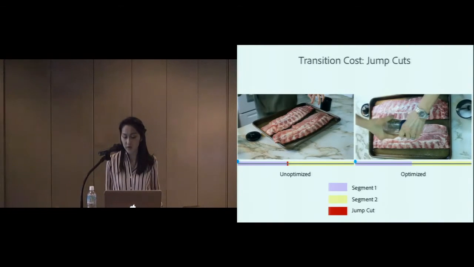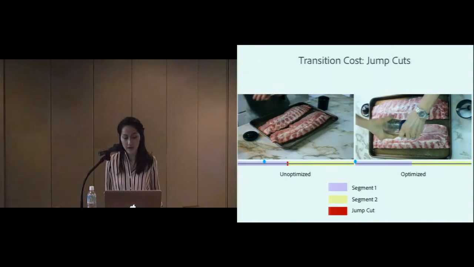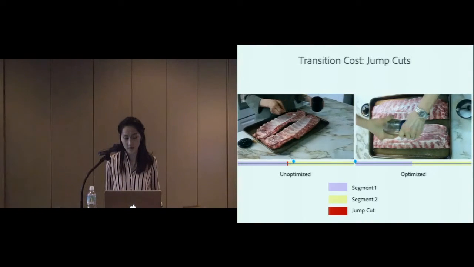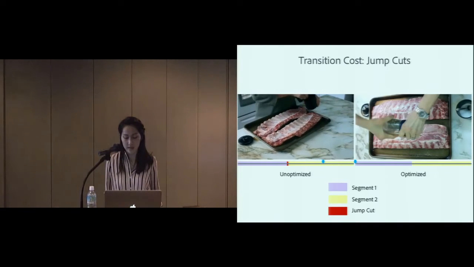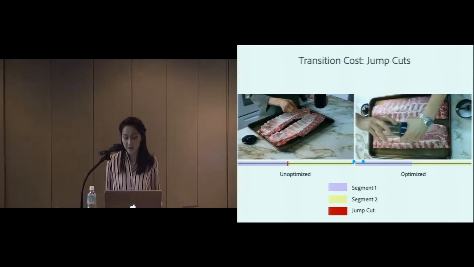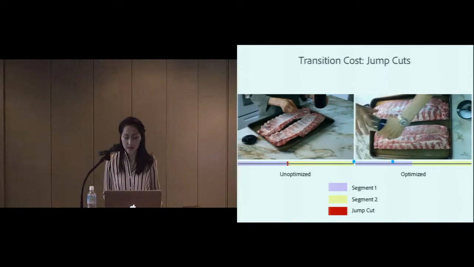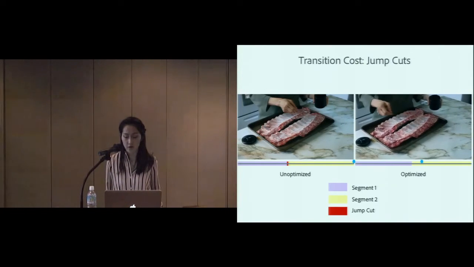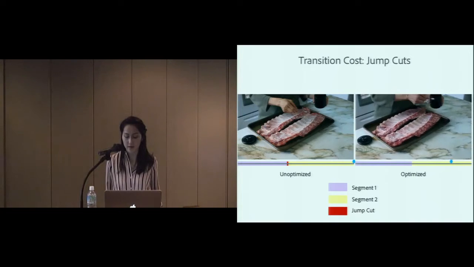And here's an example of the transition cost at work. I'll play the unoptimized version first. So right now, this is the first segment. Here's the jump cut, and this is the second segment. And here's our optimized version. Notice how our optimized result chooses a different video for the first segment to avoid the jump cut.